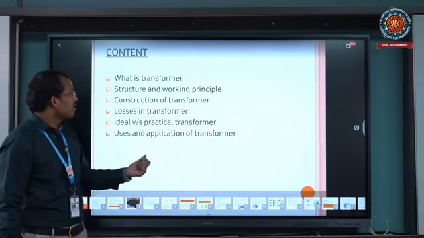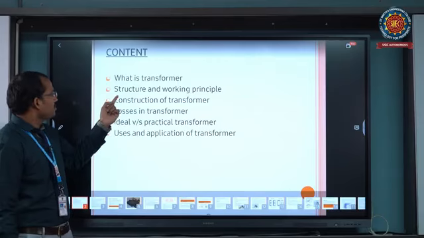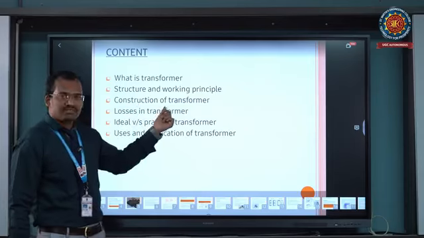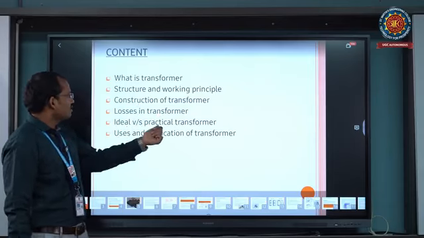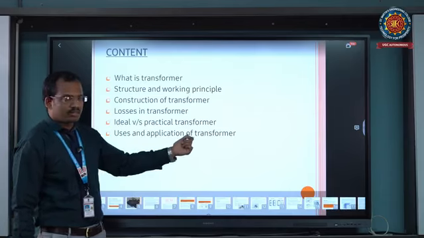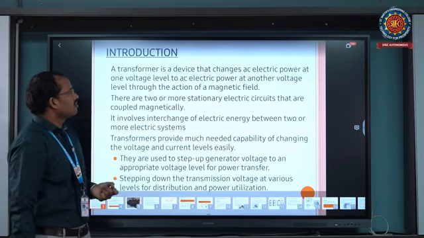So it's called a transformer. First of all, we will discuss these topics: what is a transformer, the structure and working principle of a transformer, the construction of a transformer, losses in a transformer, ideal versus practical transformer, and uses and applications of a transformer. First, we discuss the basic introduction of a transformer.